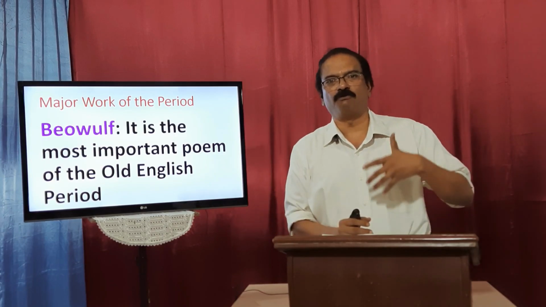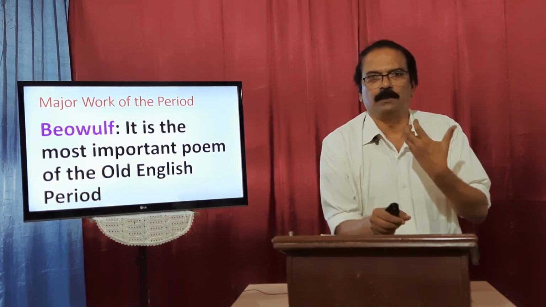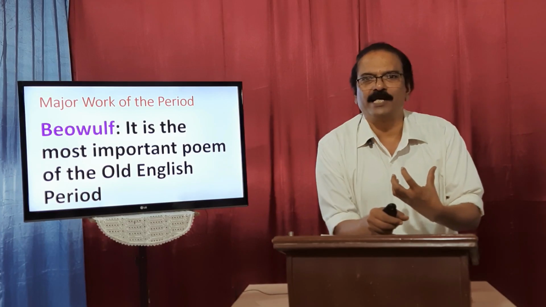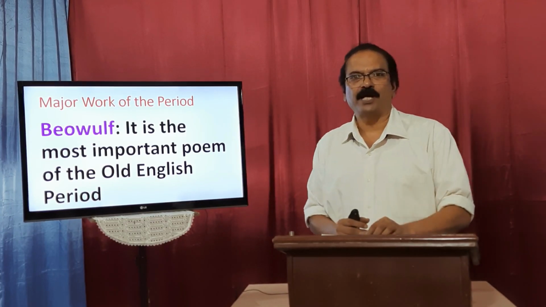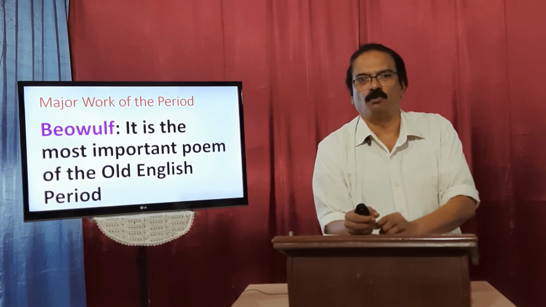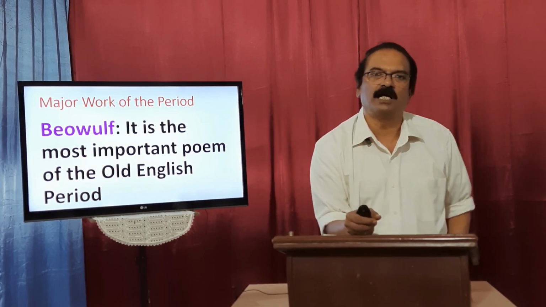Hearing the news of Grendel's death, Grendel's mother, one of the monsters, comes and attacks the Mead Hall, and one of the advisors of Hrothgar is killed.